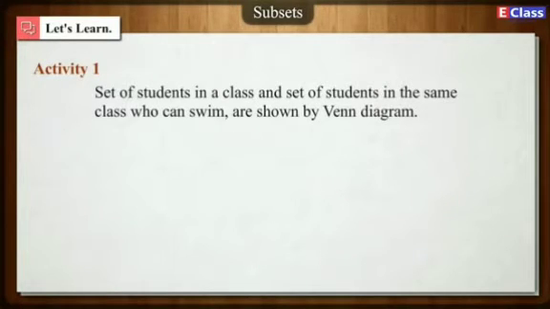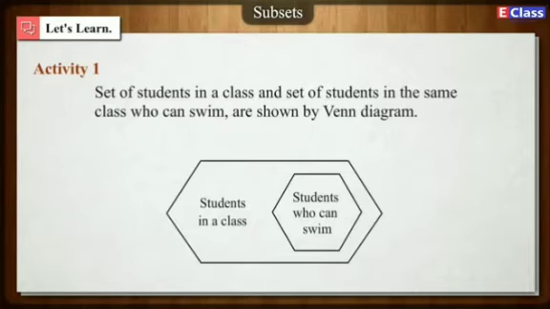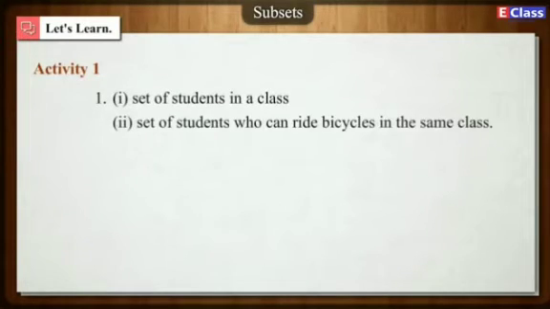Let's learn. Activity 1. Set of students in a class and set of students in the same class who can swim are shown by Venn diagram. Observe the diagram and draw Venn diagrams for the following subsets. 1. Set of students in a class. 2. Set of students who can ride bicycles in the same class.